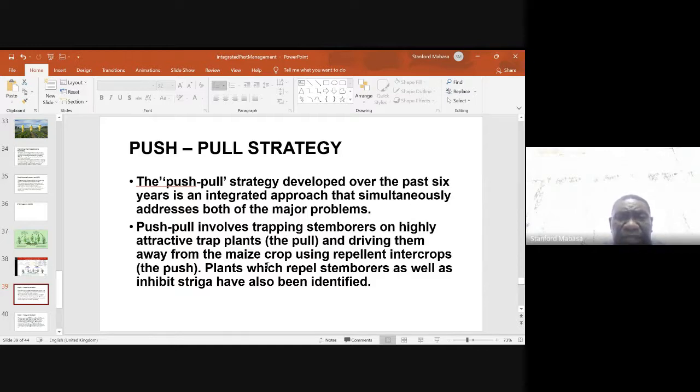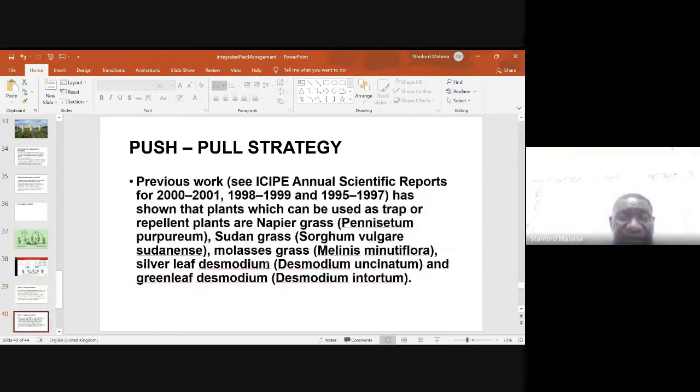The push and pull involves trapping stem borers on highly attractive trap plants, the pull, and driving them away from the maize crop using the repellent intercrop, the push. Plants which repel stem borers as well as inhibit striga have also been identified. Now, this is the work of ICIPE, which is based in Kenya.